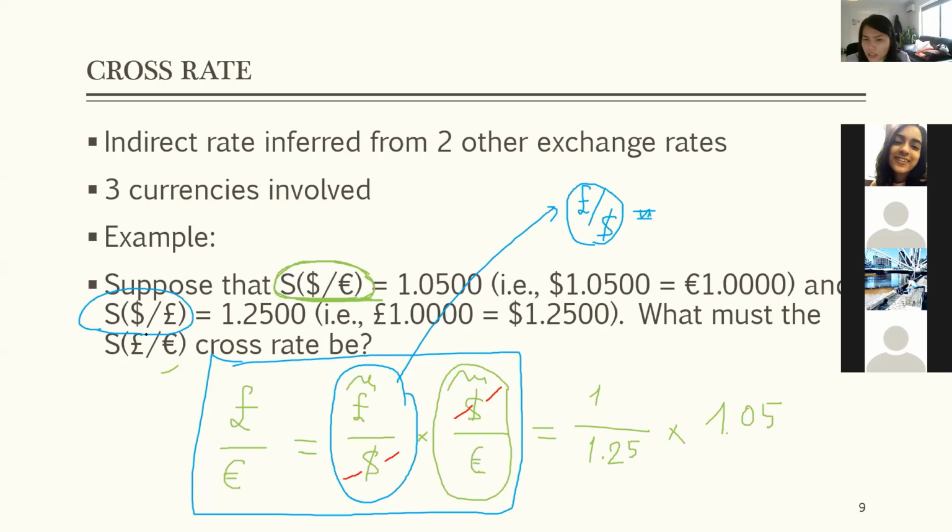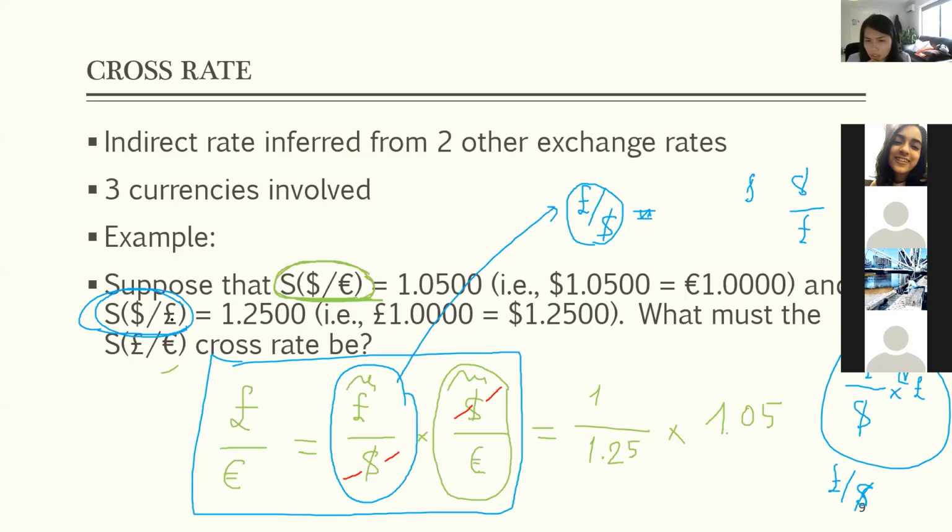So this is my dollar over pound. If I take the reciprocal of that, what do I get? This one will become 1 divided by the dollar over pound rate. So this will be your pound over dollar exchange rate. Does that make sense? Yeah. Okay.